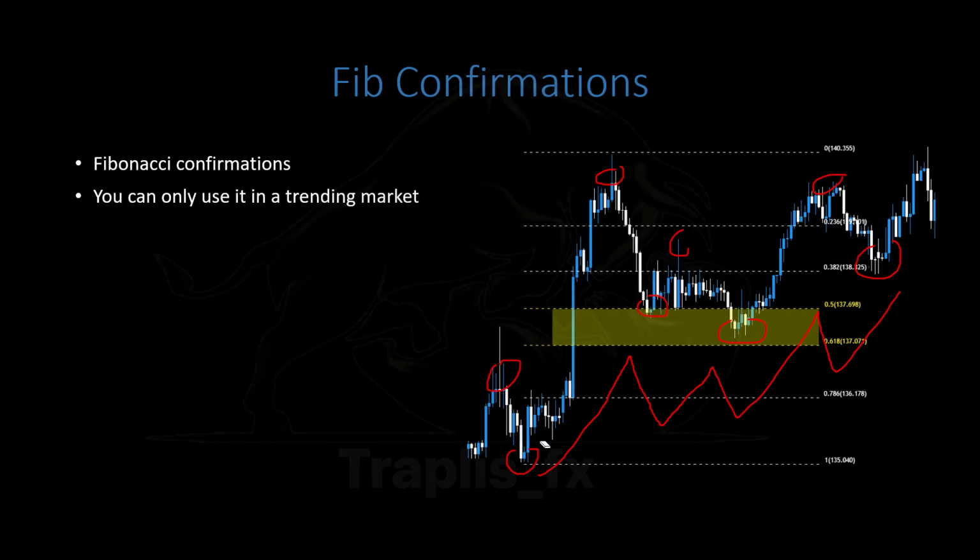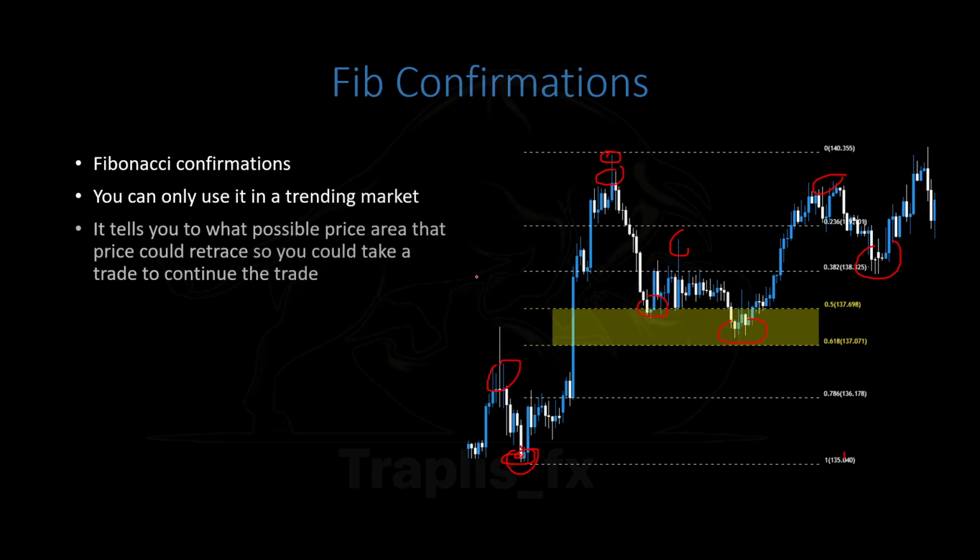Okay, so we identified that it has to be a trending market, which is good. So Fibonacci is this tool, the one in the white and yellow. Basically you take it in a position, you take from the bottom all the way to the top, and that would tell you until what potential area price would retrace. So like it says here, it tells you to what possible price area that price could retrace, so you could take a trade to continue the trend.